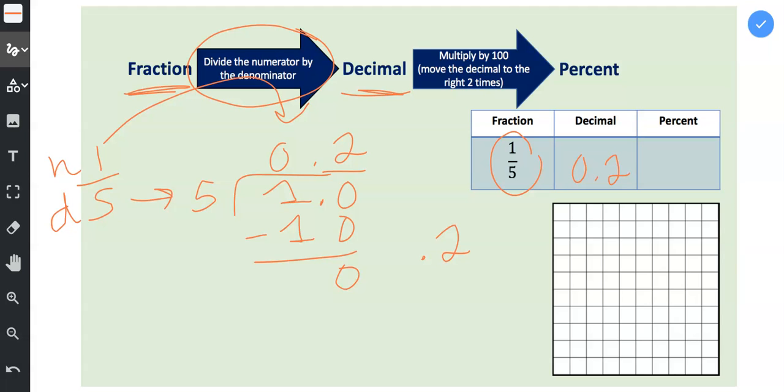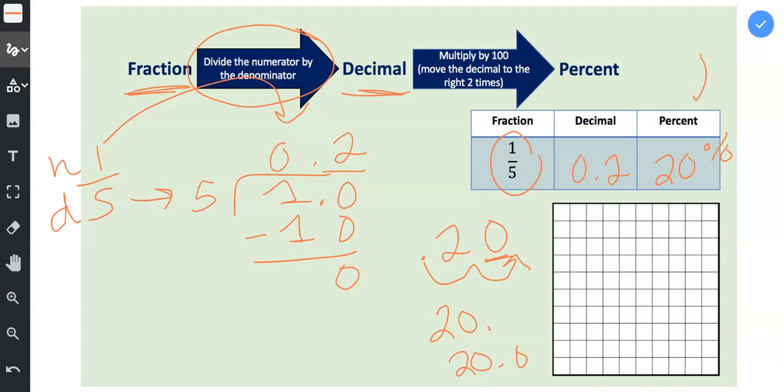The shortcut without a calculator is to move the decimal over 2 times. If I move the decimal over 2 times, there's this space created. You put a 0 in that place. And we get 20 and the decimal on the end. So 20.0, which is the same as just 20. And we don't want to forget to add that percent sign.